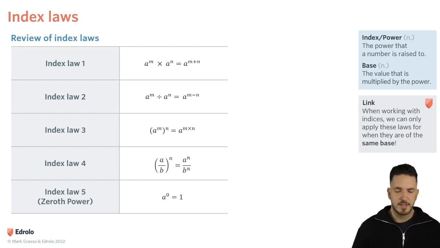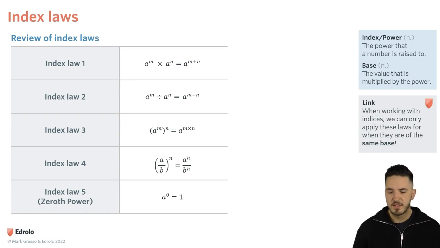Looking at index law 3, this is a little bit different now, and we have a to the power of m, all to the power of n. When you have brackets involved, this is different to when we're just multiplying two indices of the same base. This is where we actually multiply the powers, because we're taking the power of an index already. Looking at index law 4, we've got a divided by b, all to the power of n. When we have a fraction to the power of n, we're again raising each part of the fraction, the numerator and the denominator, to that power of n as well. And finally, the 0th power: anything to the power of 0 equals 1.